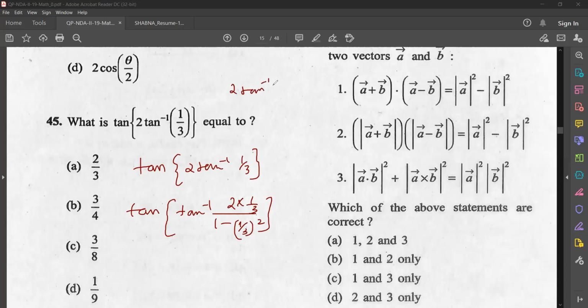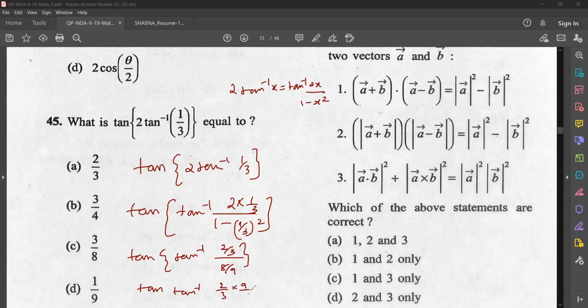2 tan inverse x, what is 2 tan inverse x? That is tan inverse 2x by 1 minus x square. Remember the formula. So that is tan inverse of 2 by 3 divided by 1 minus 1 by 9, that is 8 by 9. So that is tan inverse of 2 by 3 into 9 by 8.